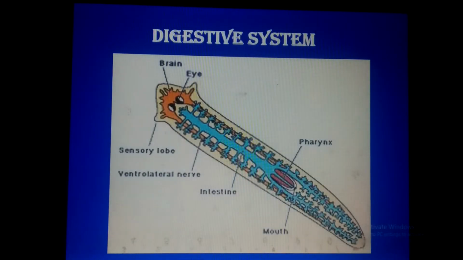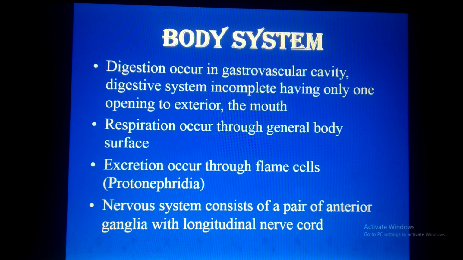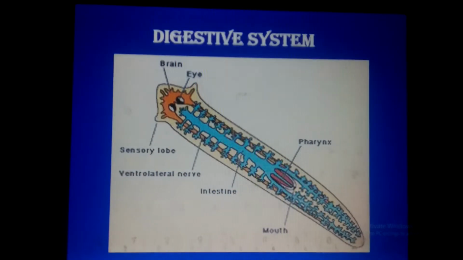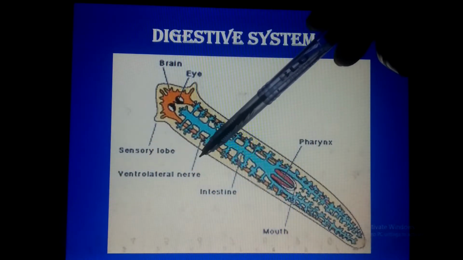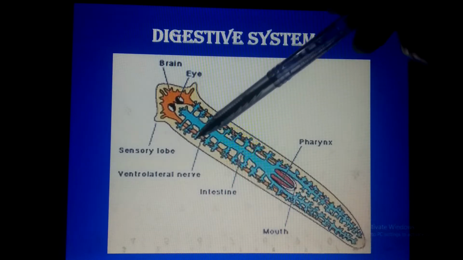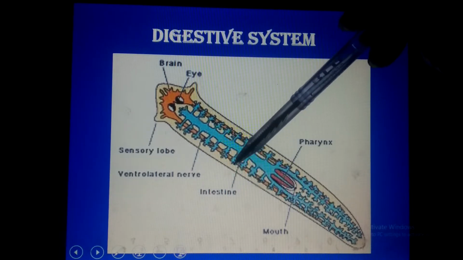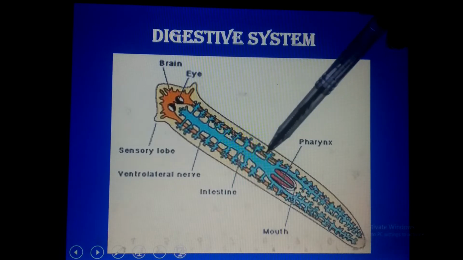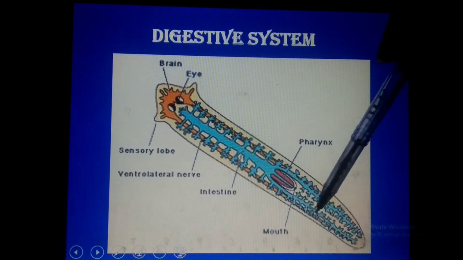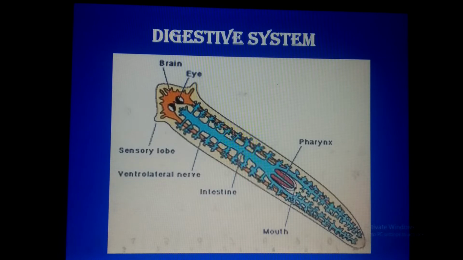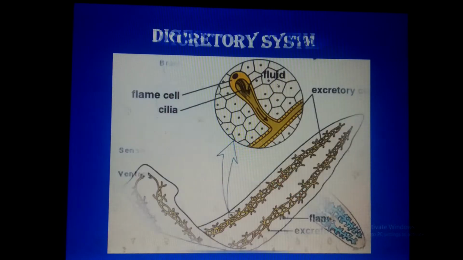Okay. Now, the nervous system. The system consists of a pair of anterior ganglia or sensory lobes with longitudinal nerve cords, and you can see here the nerve cords, you can say ventrolateral nerves. This is the nerve cord, which spreads throughout the body and covers and gives the sense to these animals. Is it clear now?